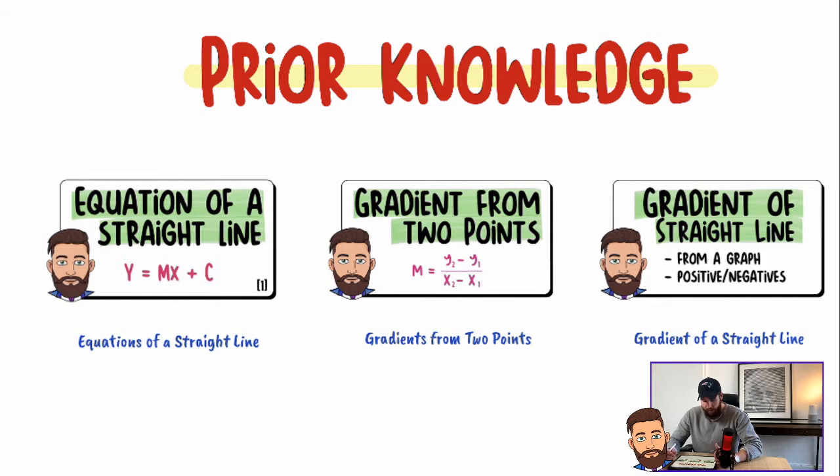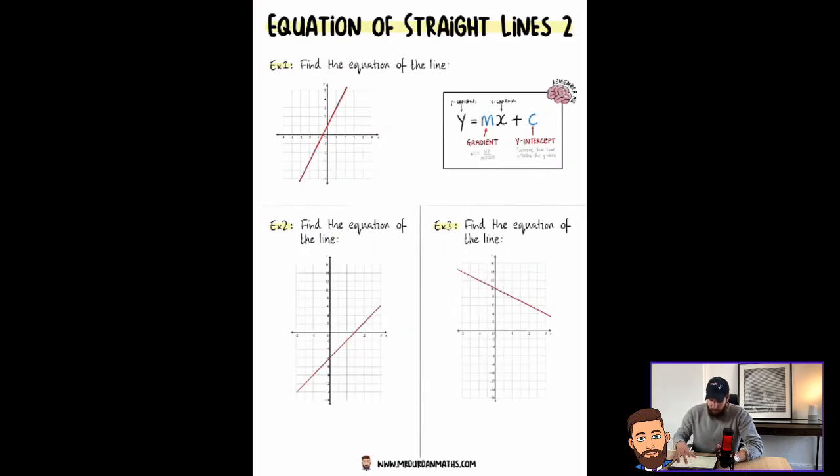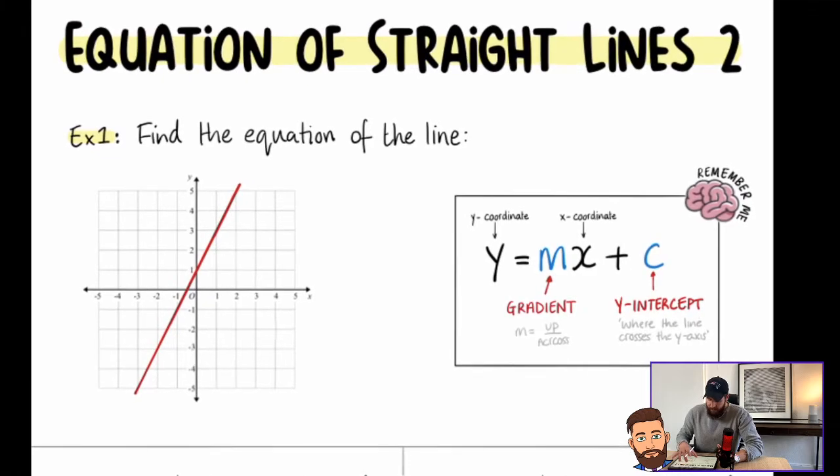Today we'll be expanding on what we learned in the last lesson, which was the equation of a straight line, y equals mx plus c. And we'll be seeing how do we take a graph and form the equation y equals mx plus c. So, like I said, if you haven't, pause the video, go and watch those other ones, and then come back to this one. If you have, we can crack on with equations of a straight line 2.